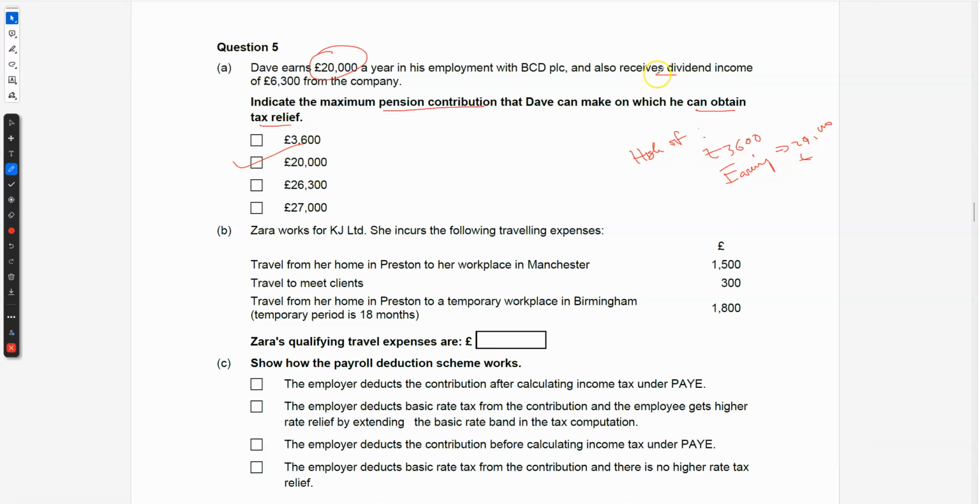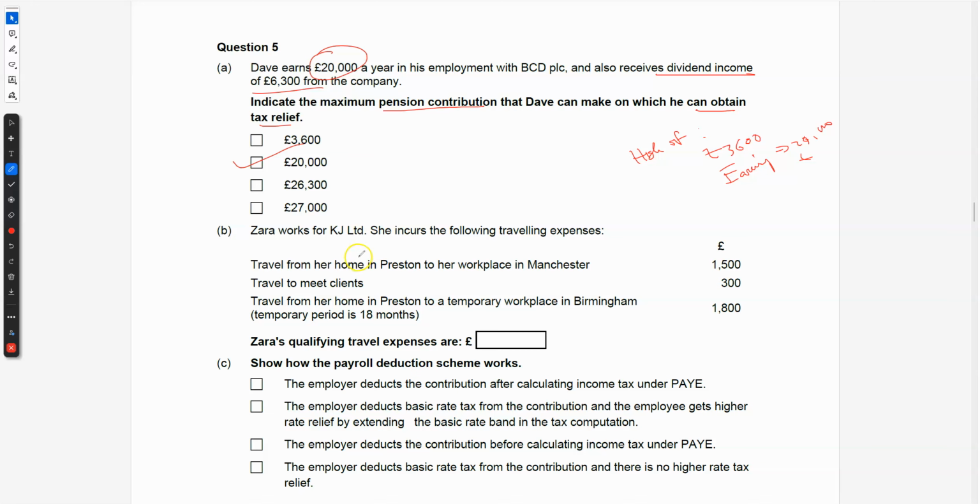Remember that dividend is not earnings. Dividend is part of the return from the investment. Dividend is part of the profit. Dividend cannot be part of the earnings. Earnings means the salary, the bonus, this sort of thing. But the dividend is never part of the earnings.